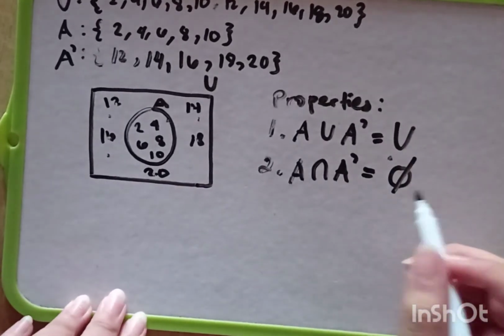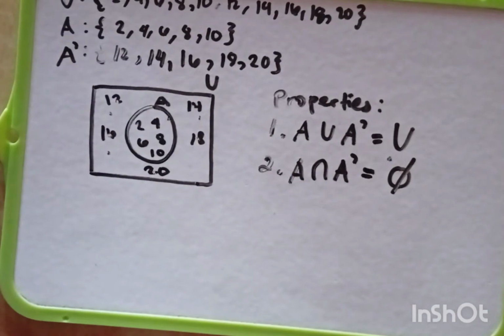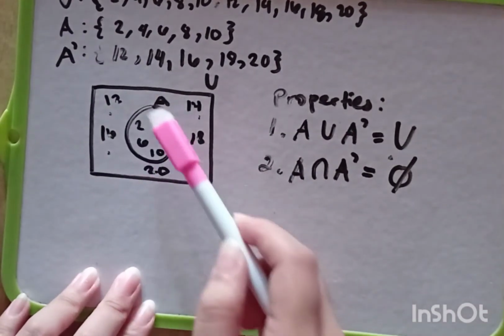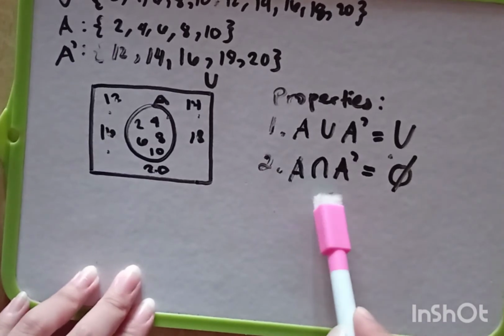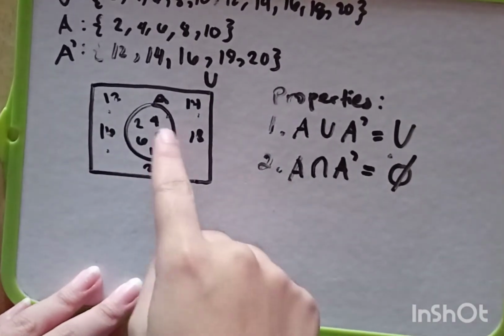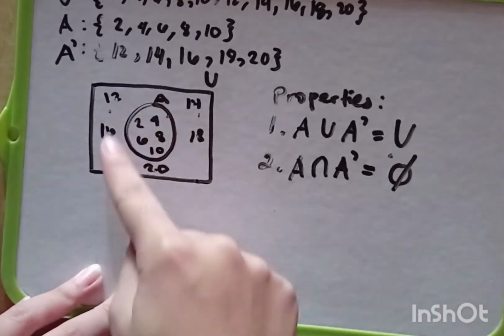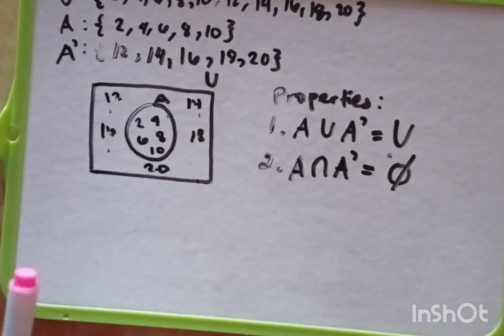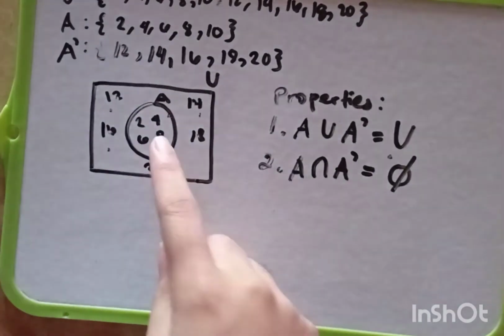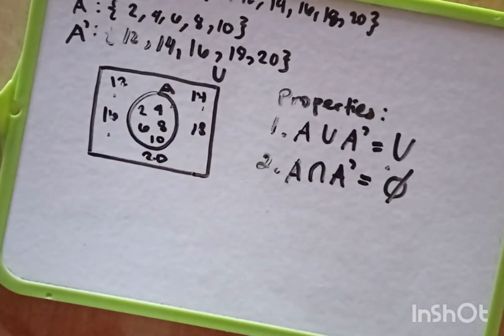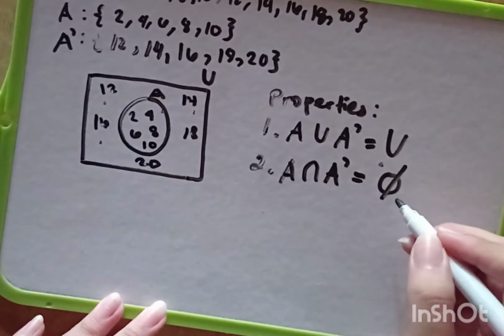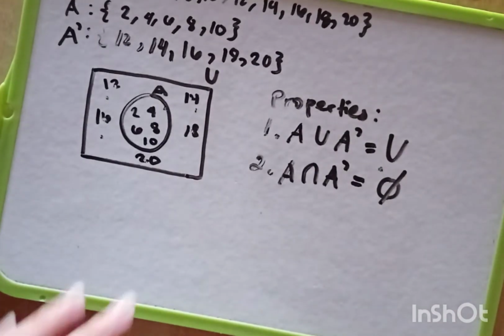So why is it the null set? Because if we look at our previous example, since it is an intersection, we see that there are no elements that intersect, or there are no same elements in set A and the complement of set A. So that's why it is the null set, or no elements.